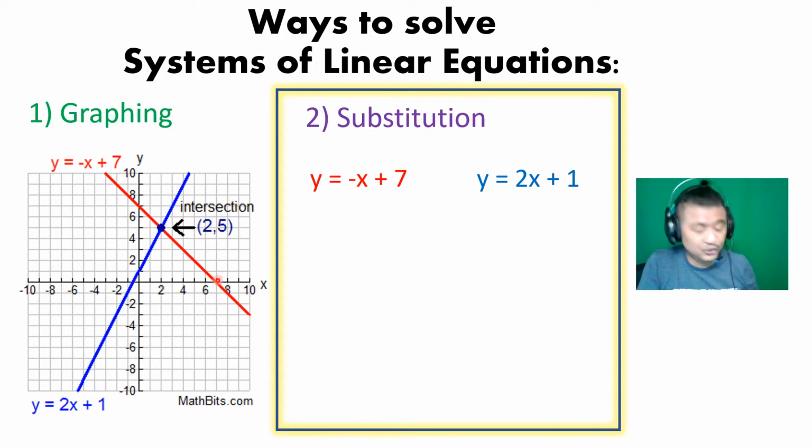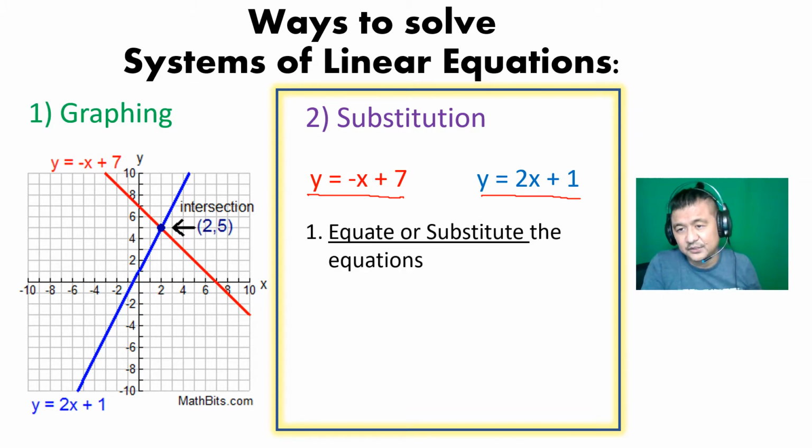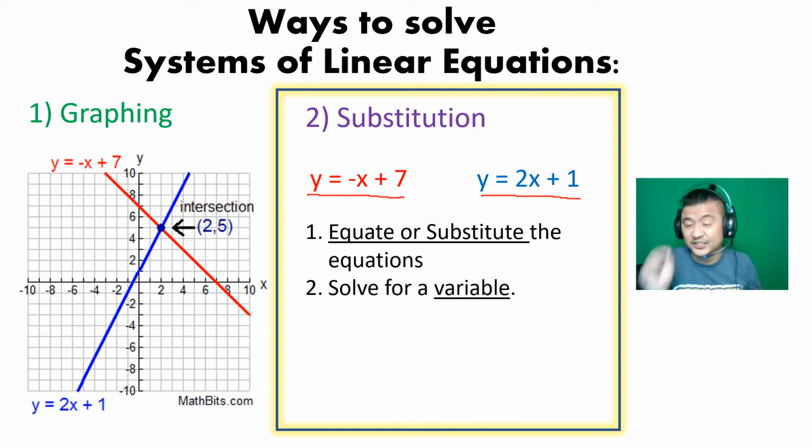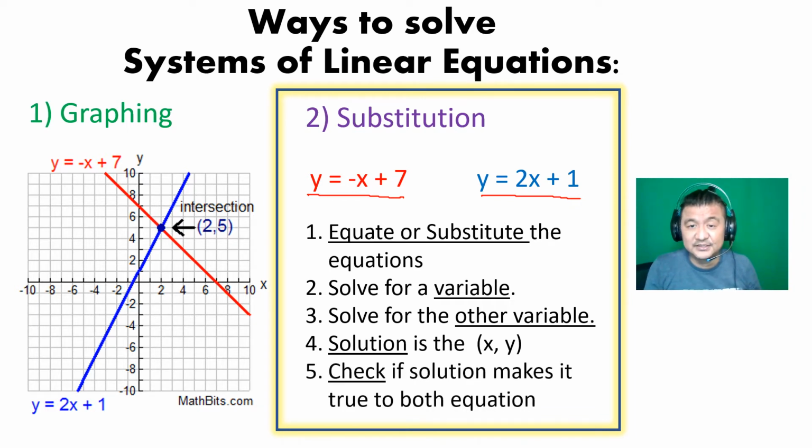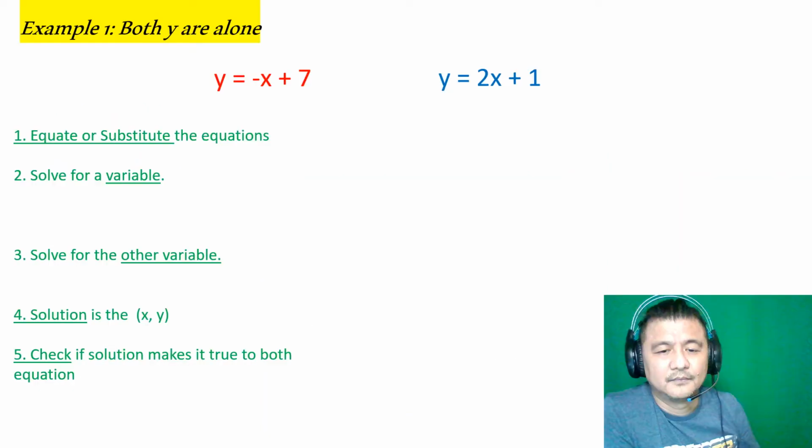It's called substitution. So how are we going to use substitution? If y is equal to this equation and y is equal to that one, they're different, right? So this is what we're going to do. Number one, we're going to equate or substitute the equations, make them equal to each other. Number two, we will solve for one variable, either the x or the y. Since you already got one variable, you will now solve for the other variable. Now you have the x and y, that's already your solution, right? What will you do? You simply check if it makes sense or not. I will now demonstrate to you how to use substitution.